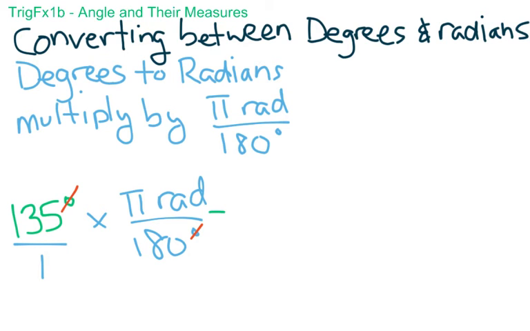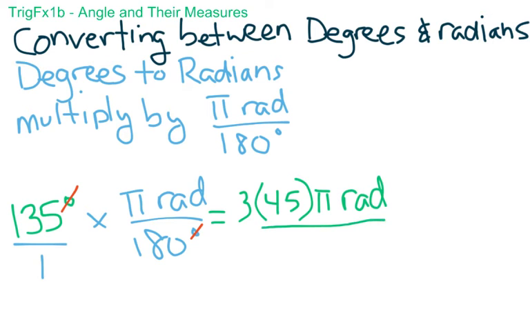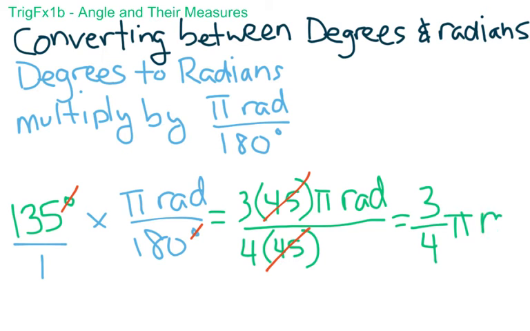And if I were to rewrite 135 degrees, that's actually 3 times 45 degrees. And we still have that pi radians in the numerator. And then in the denominator, 180 is actually 4 times 45. And now you see that little trick there. I see a 45 in the numerator that cancels with the denominator, and I end up with 3/4 pi radians. That can also be written as 3 pi over 4 radians.